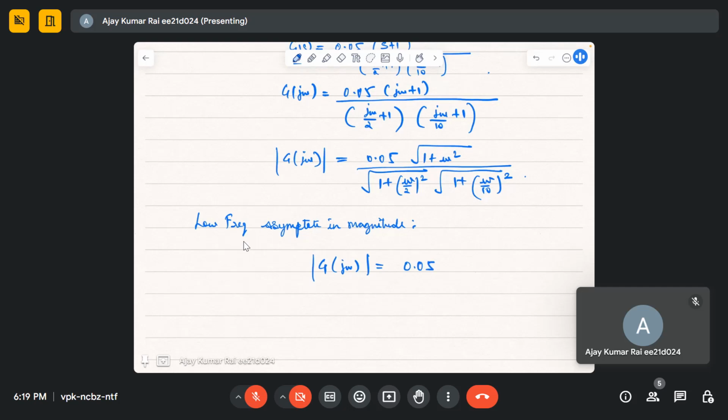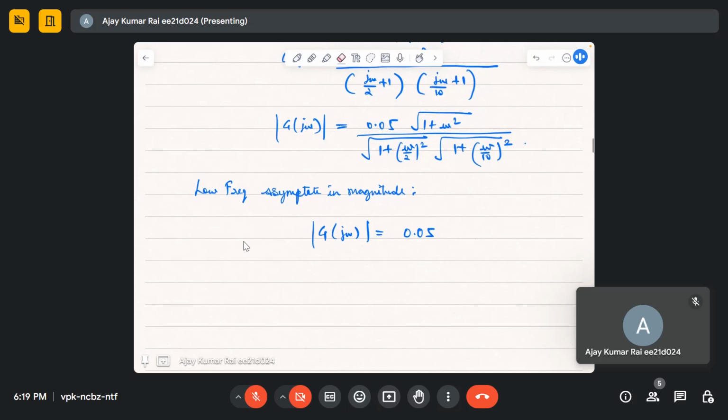left with 0.05, right? If we neglect omega square terms with respect to 1, because omega is very small. Then omega by 2 whole square and omega by 10 whole square are also very small as compared to 1, so it is like 1 into 1 into 1. So I'm directly writing this 0.05. So this is the magnitude.